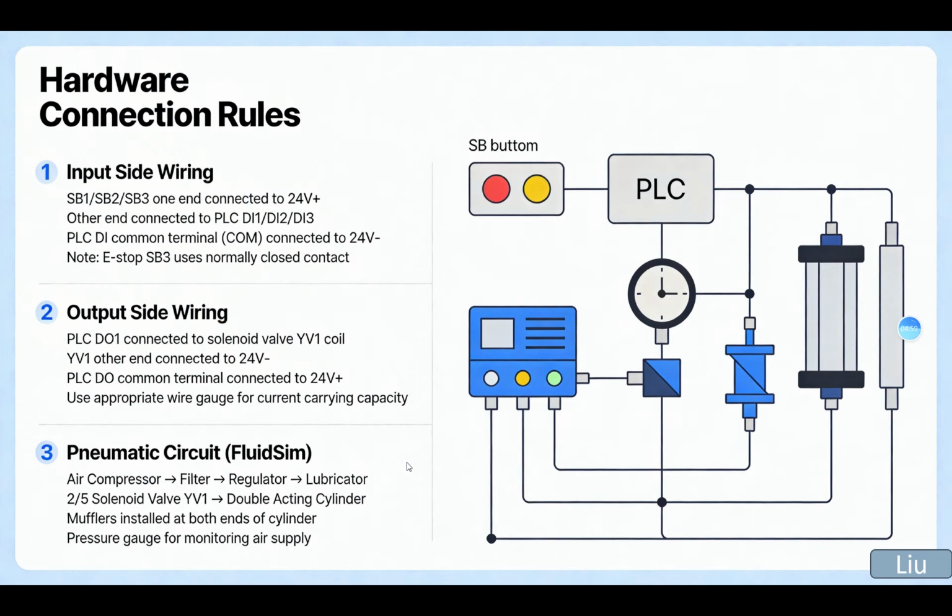And the second one is output side wiring. PLC DO1 connected to solenoid valve YV1 coil, YV1 other end connected to the 24 volt. The third is the pneumatic circuit, in FluidSIM. You can see the air compressor to the filter to the regulator to the lubricator, and the solenoid valve YV1 to the double acting cylinder.